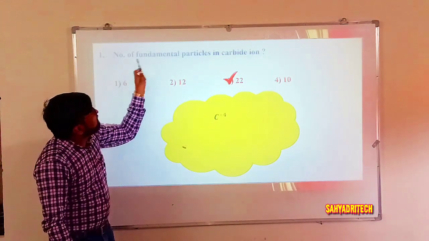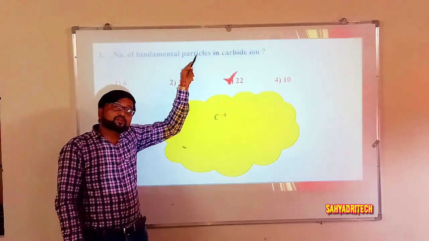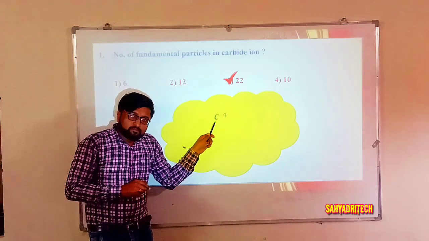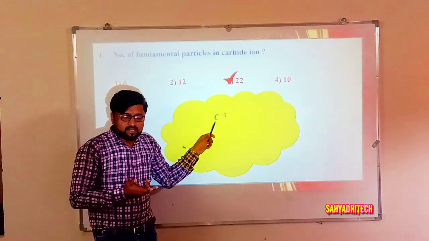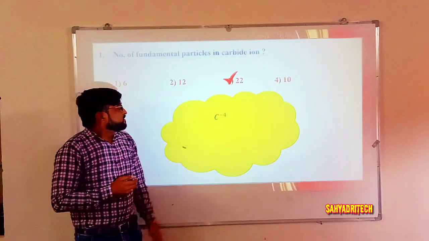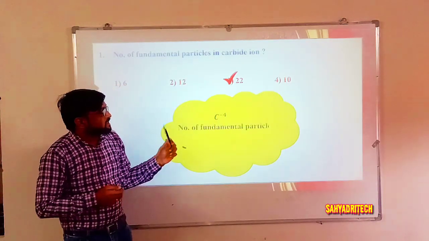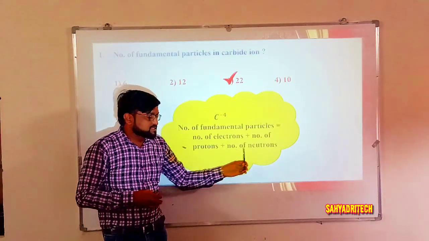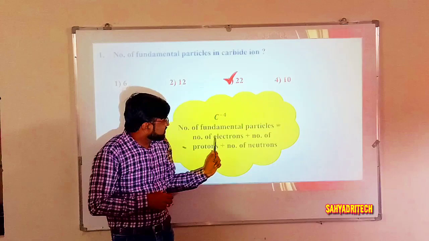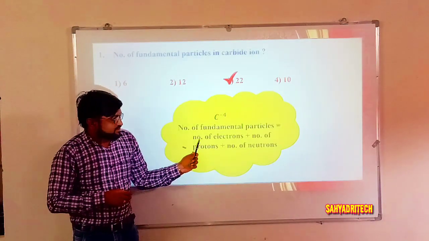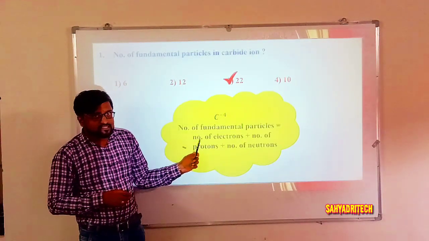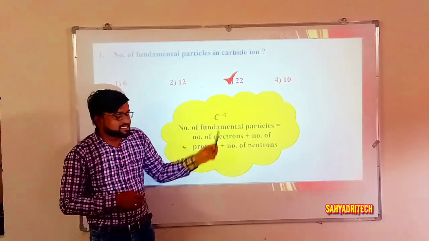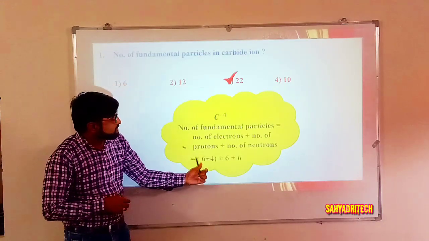What is the question here? Number of fundamental particles. It means we have to look for the total number of fundamental particles. Carbon: atomic number 6, mass number 12. Then number of fundamental particles will be equal to number of electrons plus number of protons plus number of neutrons. Now, coming to the first one, number of electrons is nothing but atomic number plus whatever the charge present in them. So 6 plus 4 will be the number of electrons.